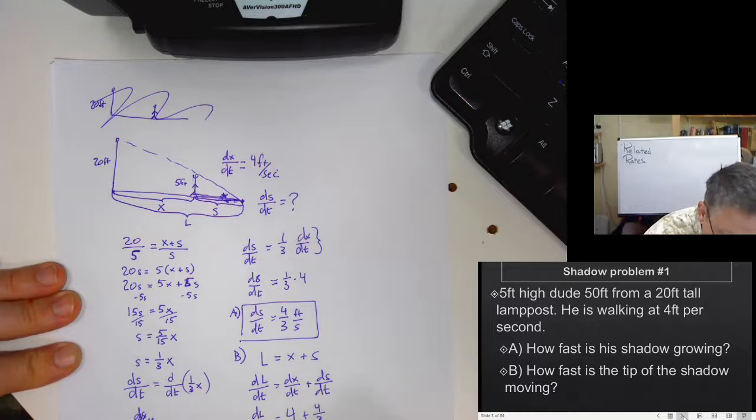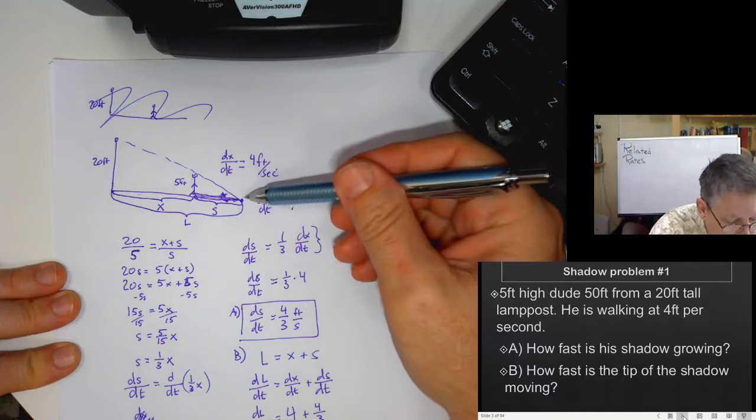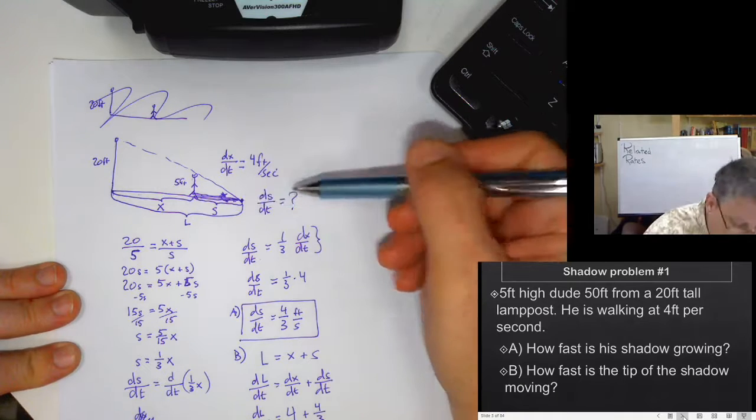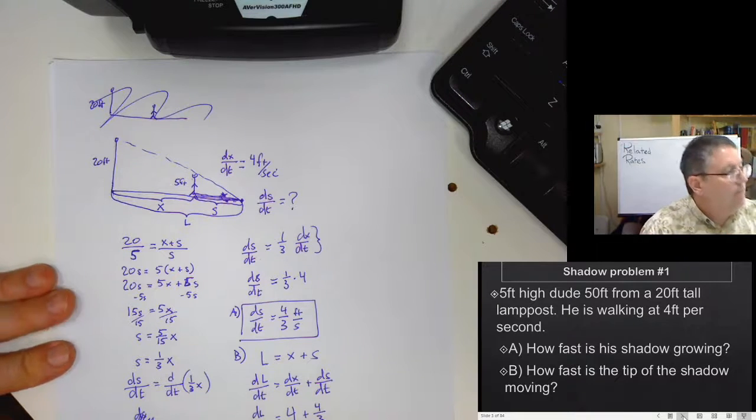And now if we take a 3 out of that, we're going to be left with 5 1/3. I hope you can do that. So the rate of length of the movement, the tip of the shadow, is actually moving at 5 1/3 feet per second. Okay, that's B. All right, so that's the first one.